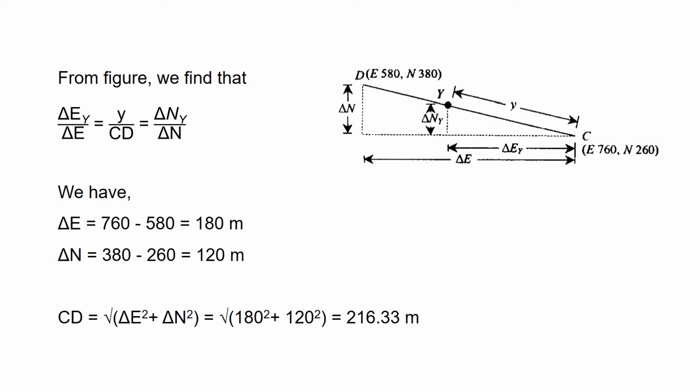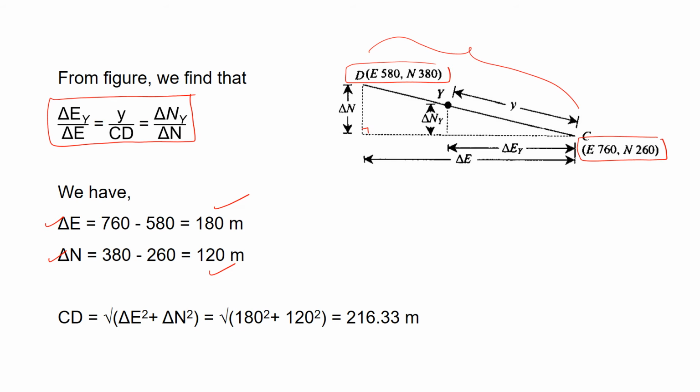Now I will consider the line CD on which coordinate capital Y is lying. This is forming a right angle triangle, therefore I can apply similarity of triangles and deduce this relation from it. Now I can see the change of easting and change of northing with the help of these two coordinates, and it is coming out to be 180 and 120 meters respectively. I can find the length of line CD using Pythagoras theorem, and it is coming out to be 216.33 meters.